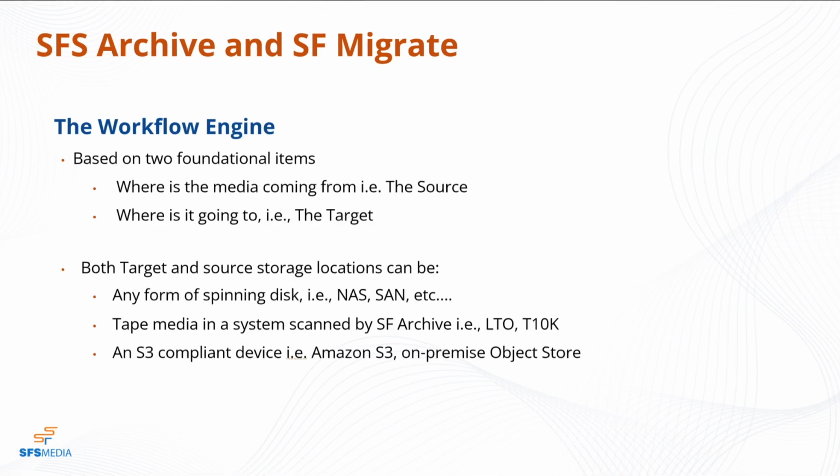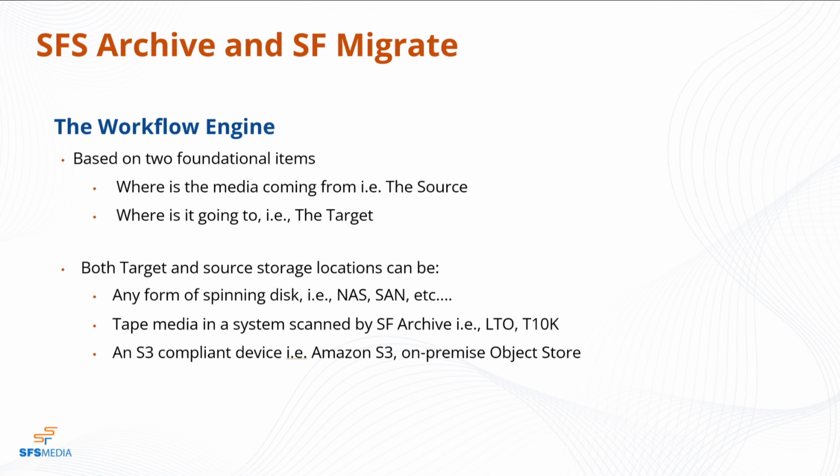The basis for each workflow consists of two primary variables. Where is the media coming from? That is the source. And where is the media going to? That is the target. Both source and target can be specified as any of the following storage locations: a form of spinning disk accessible by a Linux machine, i.e., nearline or mezzanine storage tiers. Tape media contained within a robot system that SFArchive has scanned. Nearly all robot types and media are supported, including LTO, T10K, etc.